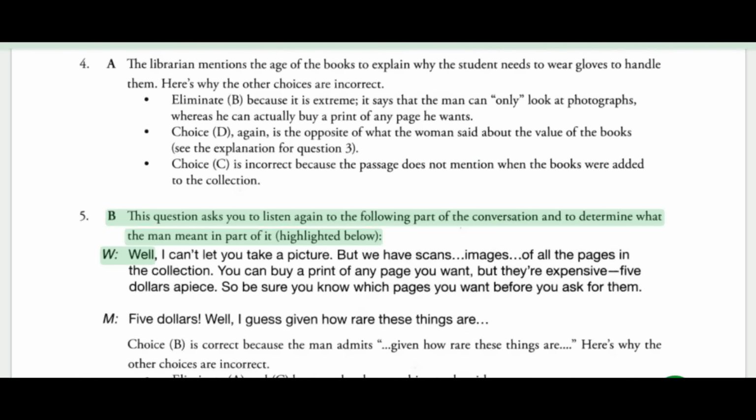5. B. This question asks you to listen again to the following part of the conversation and to determine what the man meant in the part of it highlighted below.